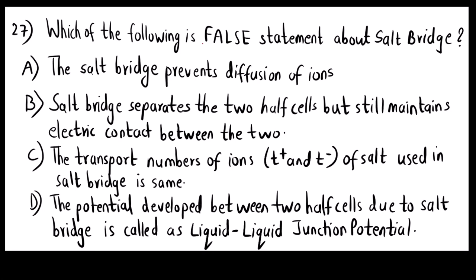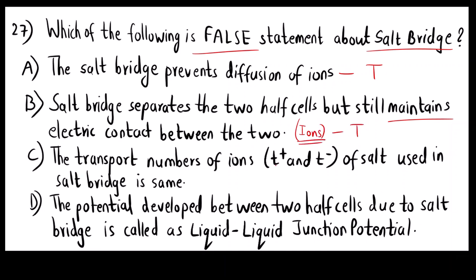Next one, which of the following is a false statement about salt bridge? Salt bridge prevents the diffusion of ions. That is correct. True. Salt bridge separates the two half cells, but still the electric contact between the two is maintained. How it is maintained? By flow of ions. Okay, so this is also true.